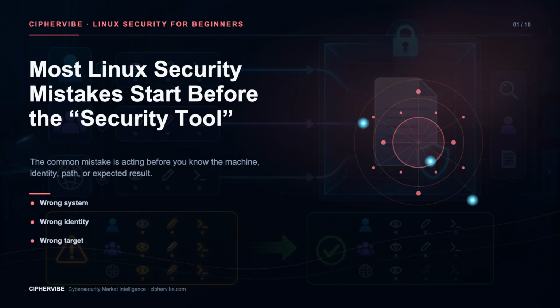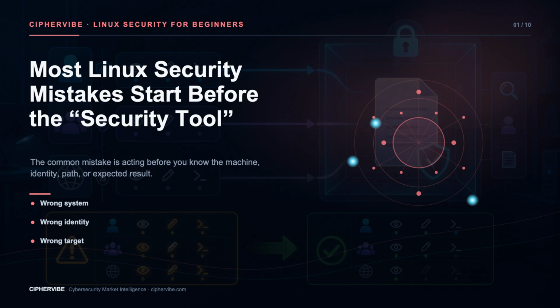A Linux system does not become secure because you installed a security tool. The easy failures usually happen earlier. A command runs in the wrong directory, an update is accepted without review, a service listens where it should not, or a file becomes writable by more people than the job requires.